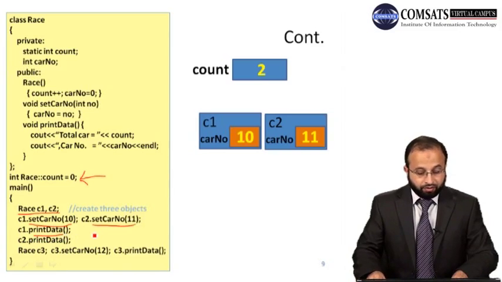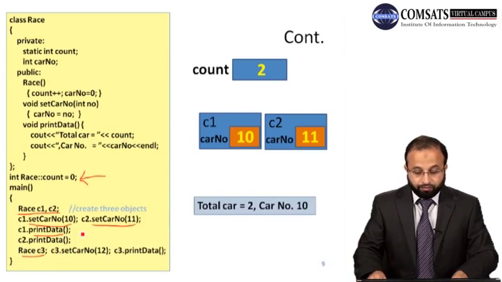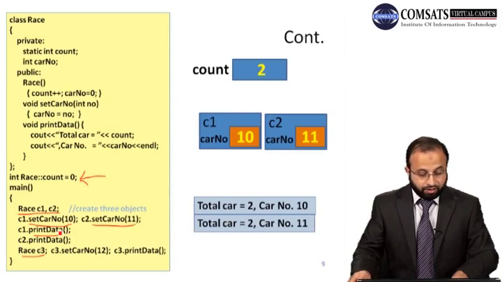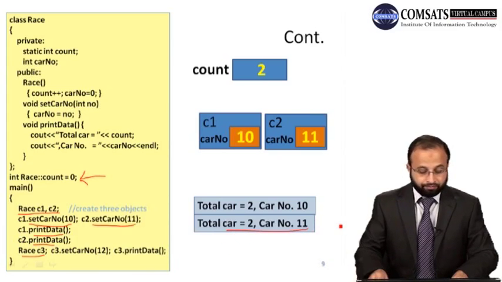Now when we call print data function with C1, the total number of cars is 2. So here you can see this object C3 is not created until now. So the total count value is 2, total car are 2, and car number is 10. And then you again call the function with C2. It prints the message total car 2 and car number 11.